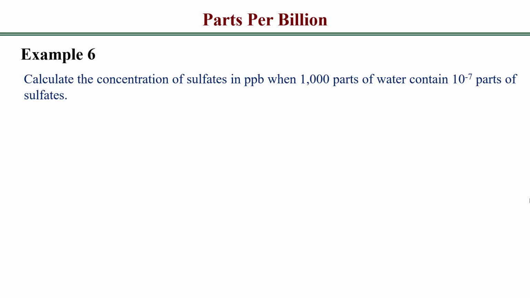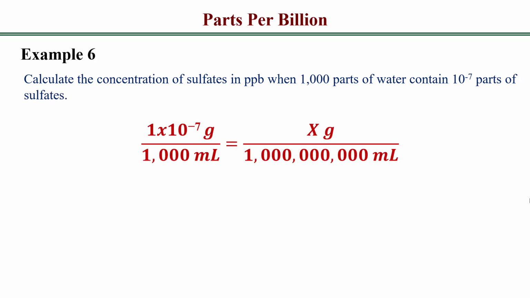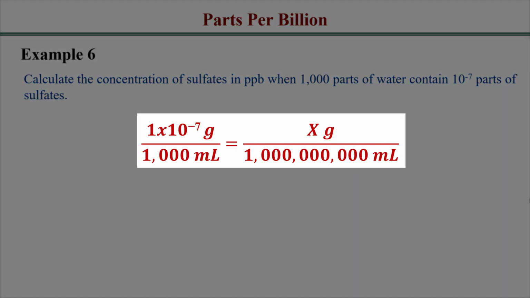Let's take a look at another question. This question says calculate the concentration of sulfates in ppb when 1,000 parts of water contains 10 to the negative 7 parts of sulfates. So here you have a weight and volume situation, and so your ppb will be the grams of solute divided by 1 billion parts of solution. We can go ahead and set up a proportion. We have 1 times 10 to the negative 7 grams of sulfates in 1,000 milliliters of water.